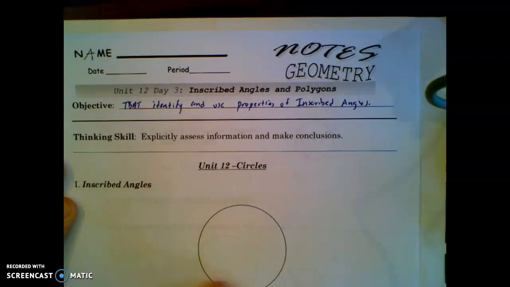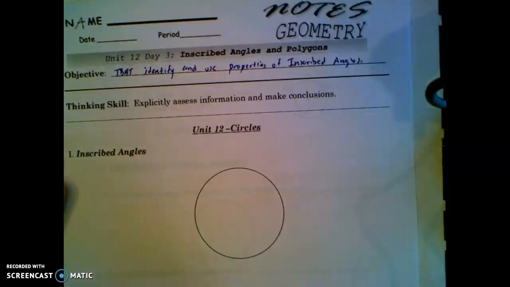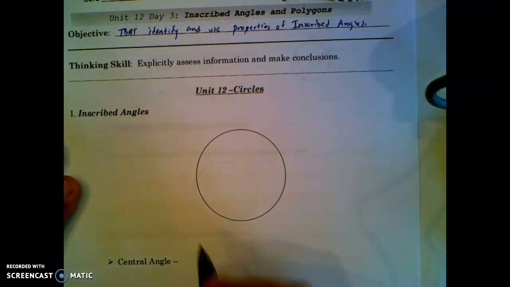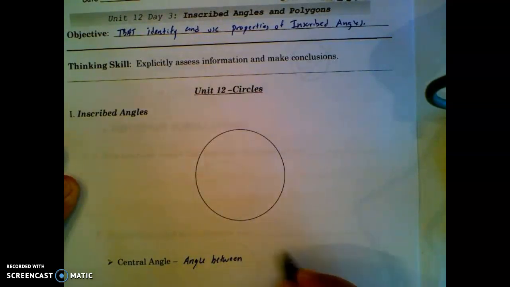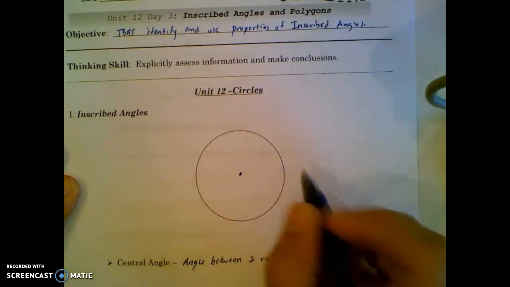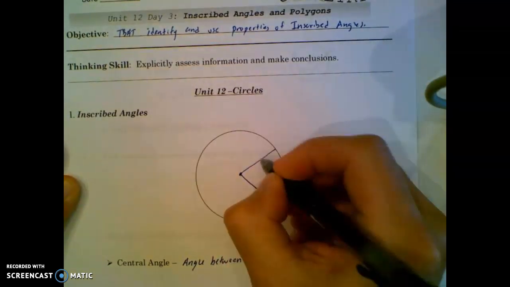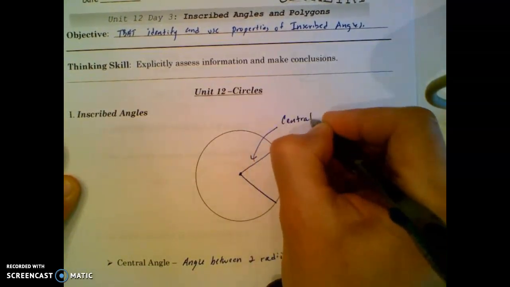So down here, I have a picture of what I'm talking about. Again, I introduced inscribed angles by referring to something you're familiar with, and that's the concept of a central angle. Basically, a central angle is an angle between two radii. This is the central angle right here. Its vertex is at the center. Central angle.